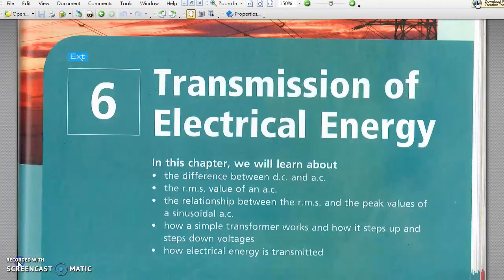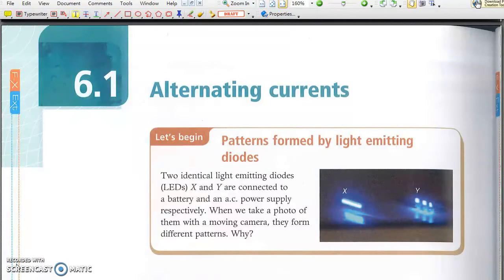Chapter 6 Transmission of Electrical Energy. 6.1 Alternating Currents. Let's begin. Patterns formed by light-emitting diodes.